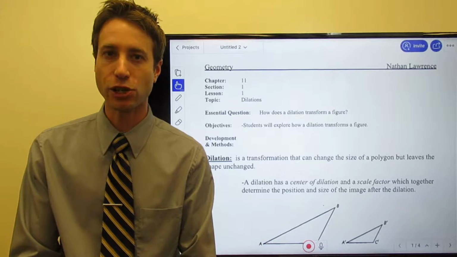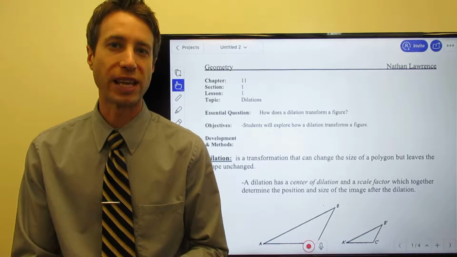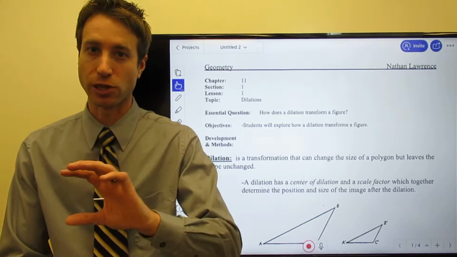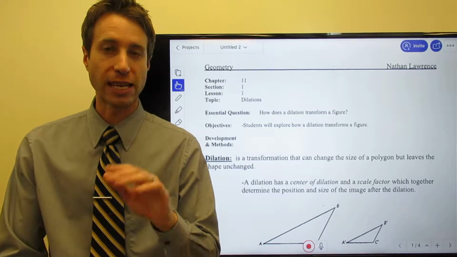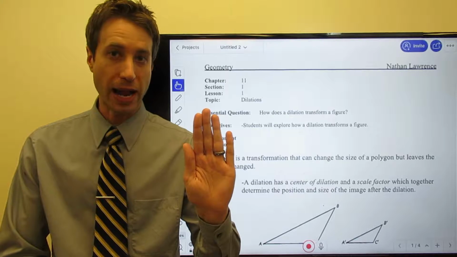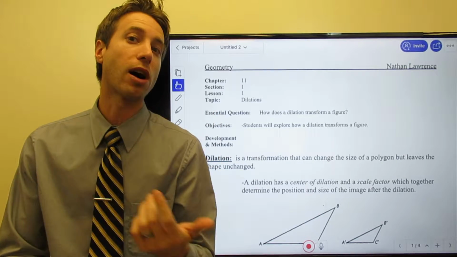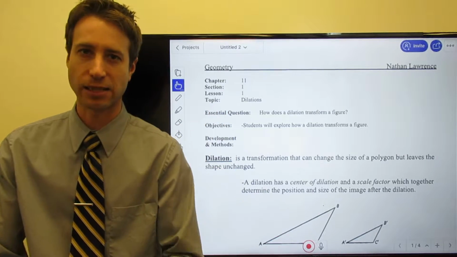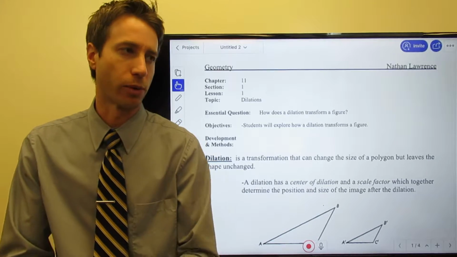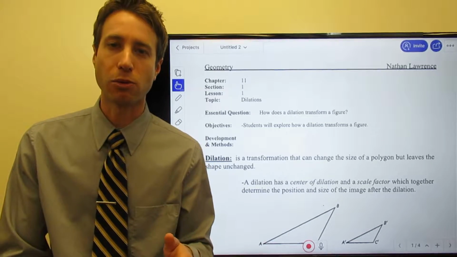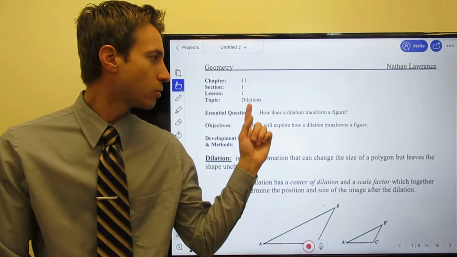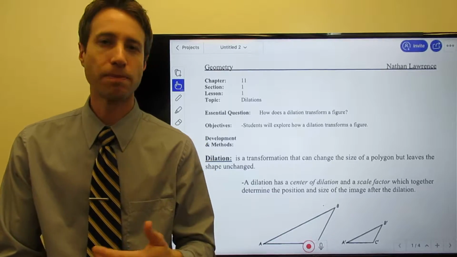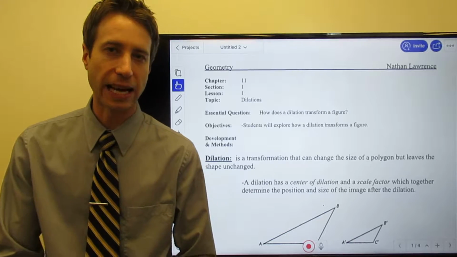talking about transformations. Remember, transformations are things like a translation, just a change in position. There were also reflections. That's where we take an image and we reflect it across an axis, generally an x-axis or a y-axis. And then we also talked about rotations. In that same chapter, we mentioned dilations, but we didn't do any dilations.